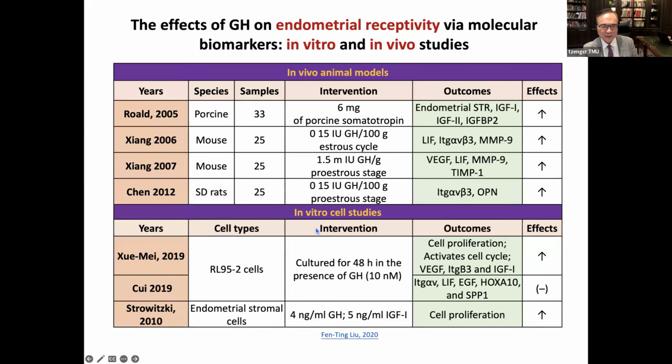How about the in vitro cell studies? Again, you can see the positive effect. Cell proliferation, LIF receptor, and HOXA10 are all increased. So again, animal studies and in vitro studies all show that growth hormone improves endometrial function.